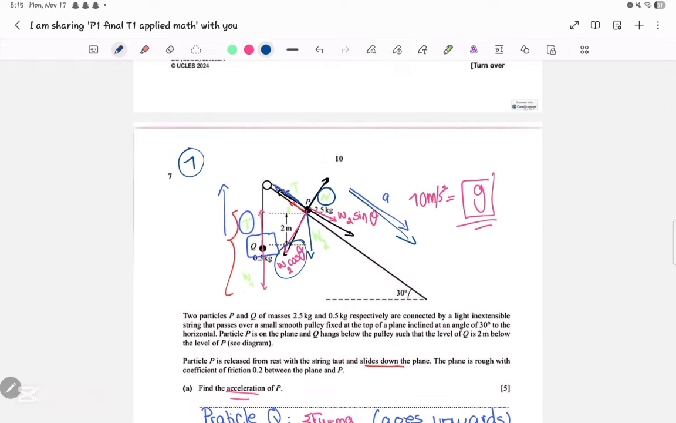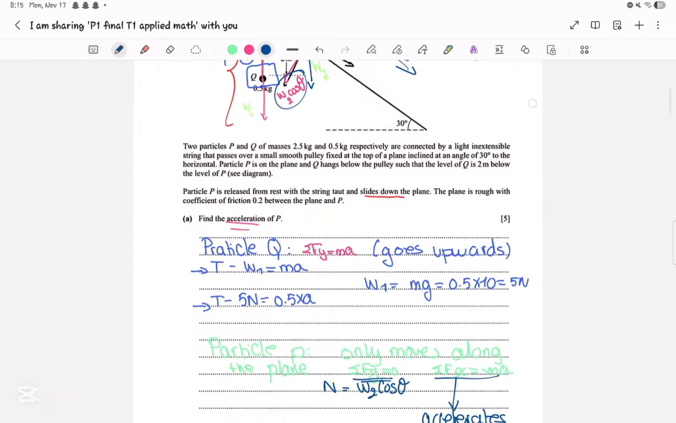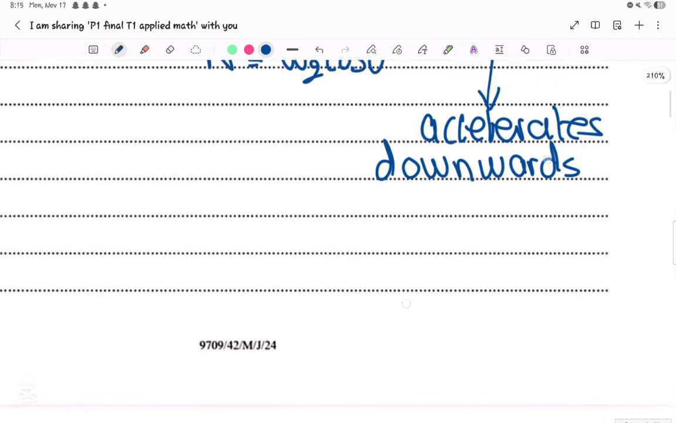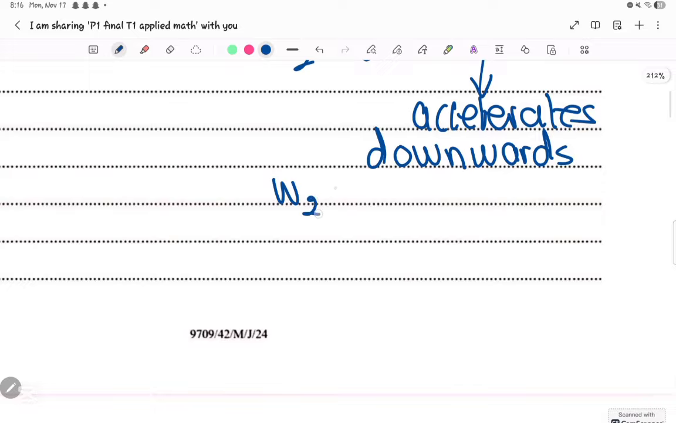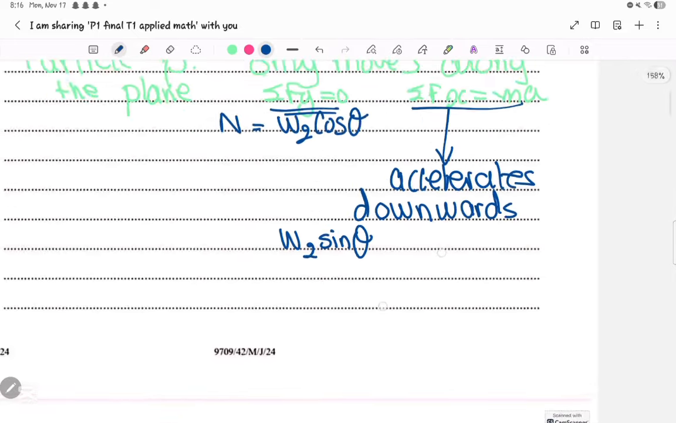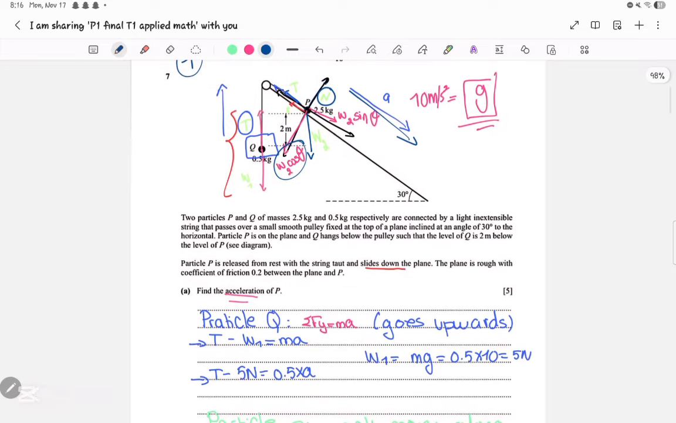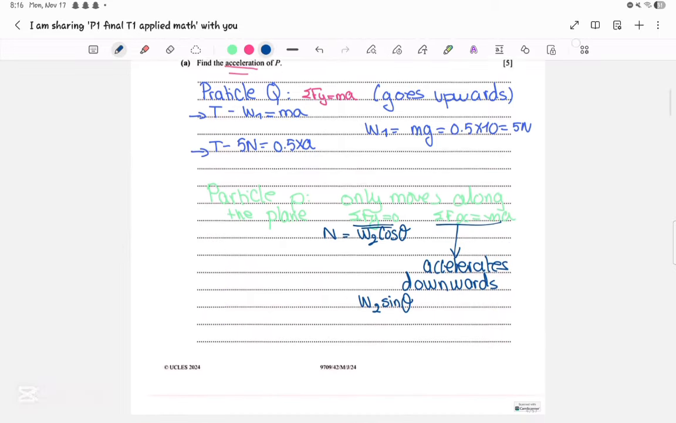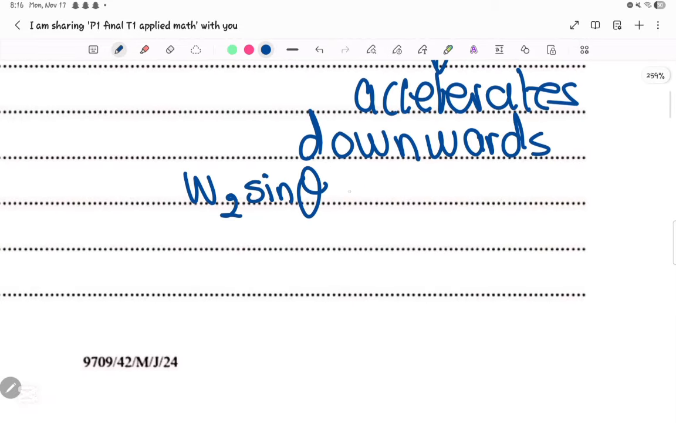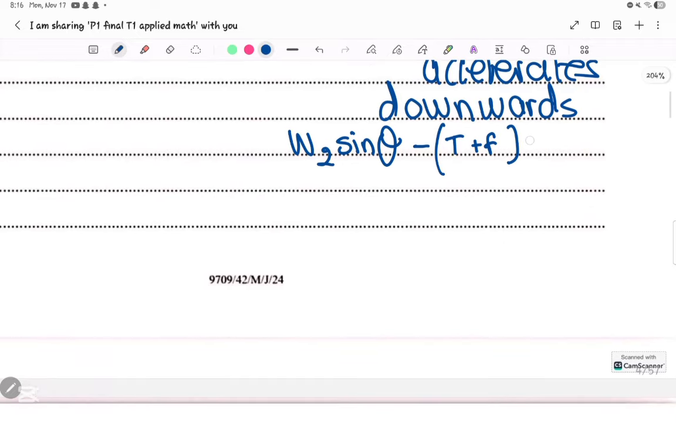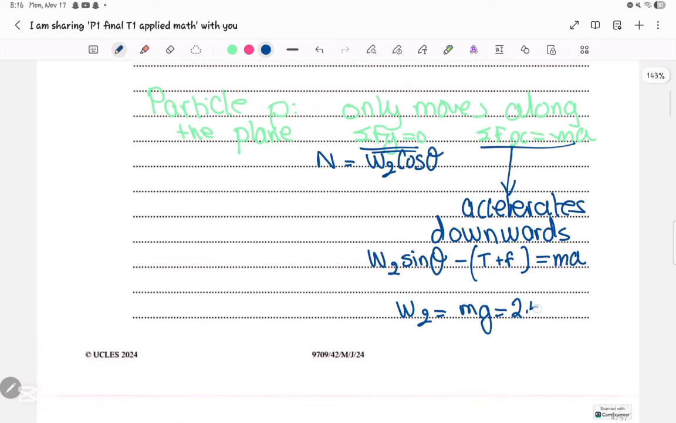Because it's accelerating downwards, this means that my weight is a stronger force than both my tension and my friction. So weight 2 sine theta, which is on my slope, on my inclined plane, minus my tension plus friction is going to be equal to ma. Weight 2 is equal to mg. The mass of weight 2 is 2.5, g is 10, so it's 25 newtons.